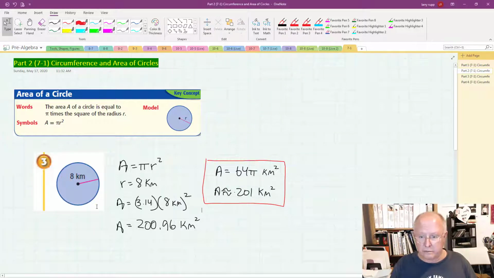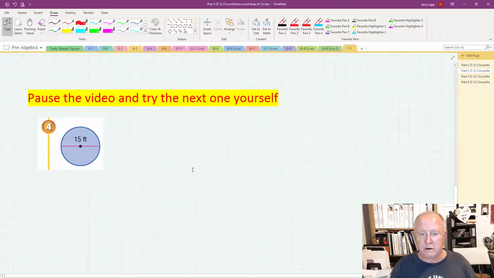All right, so let's do this one. Go ahead and pause the video and see if you can work out what the area is of this circle, okay? All right, we're back. I hope you paused it, gave it a try yourself, okay? Let's get our black pen color back here.